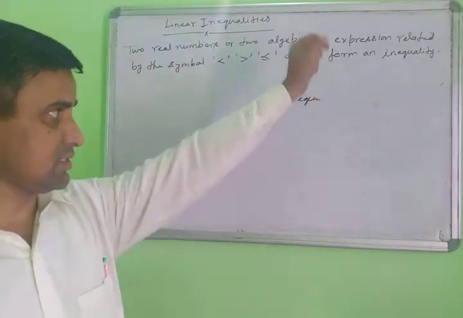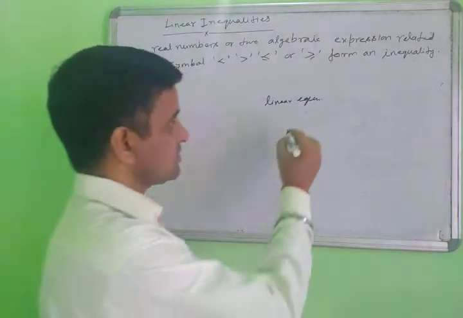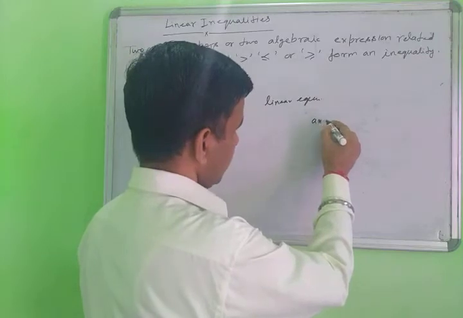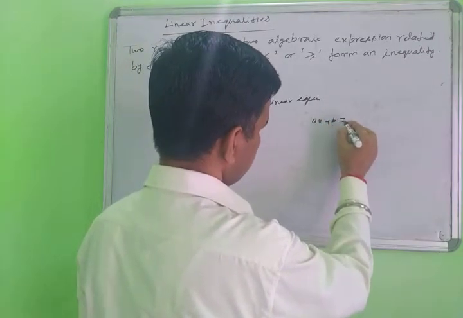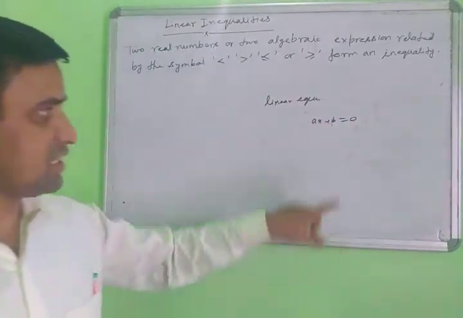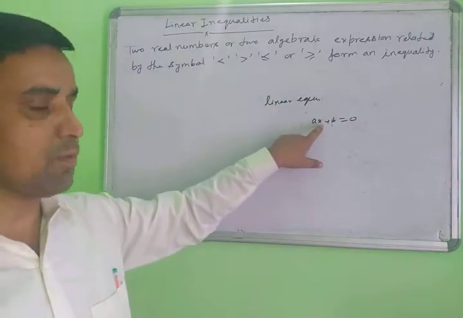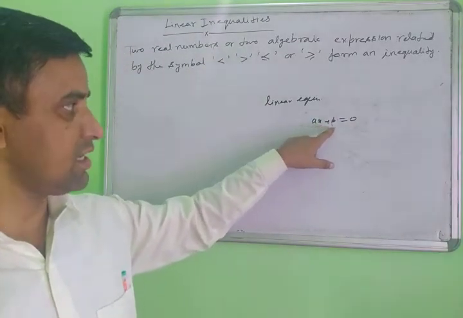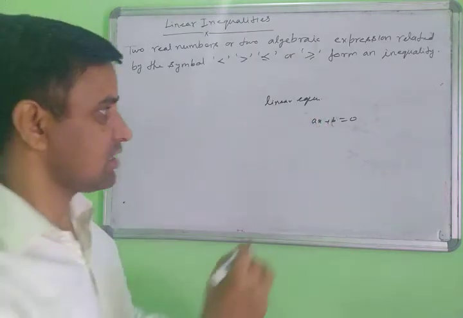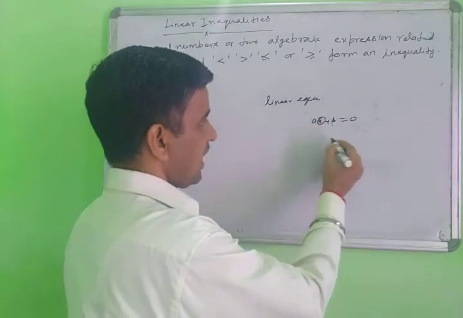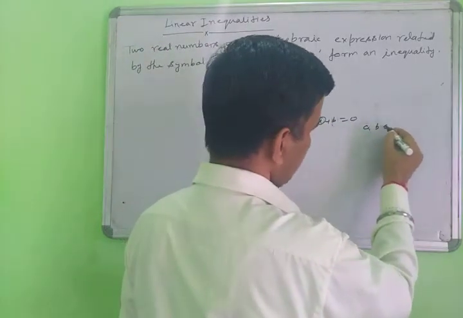What are linear equations? A linear equation means an equation of the form ax plus b equal to 0. This is a linear equation because it has exponent one. It is a linear equation of one variable, only x, which is called the variable, and a and b are called real numbers.